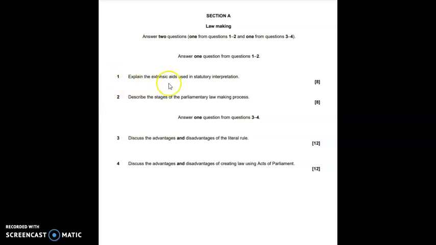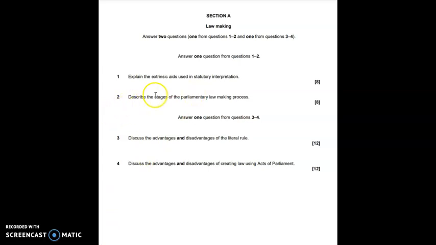So the extrinsic aids to statutory interpretation, you'd be talking about things like dictionaries, Hansard, Law Commission reports, relevant case law, relevant acts of parliament, any international legal instruments, or potentially the Interpretation Act of 1978, all those extrinsic things that help a judge to interpret an act of parliament.